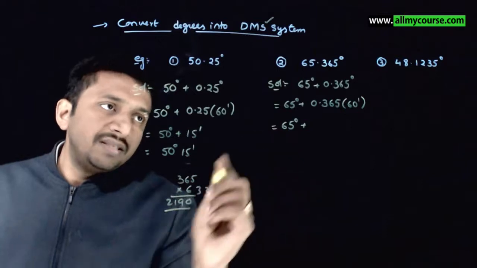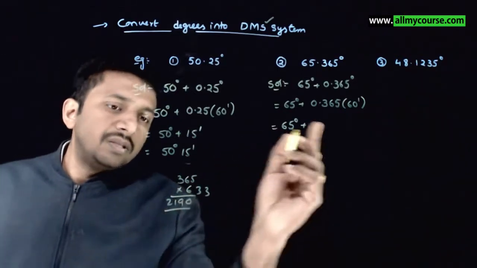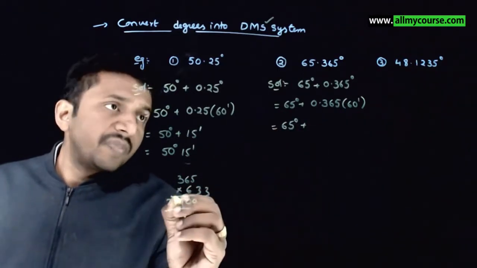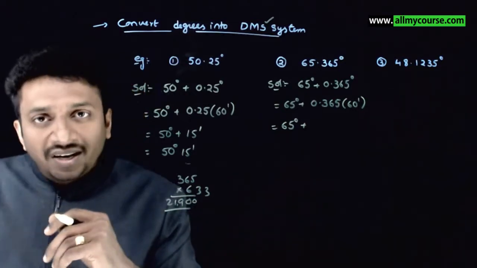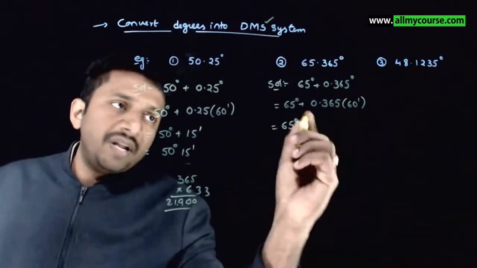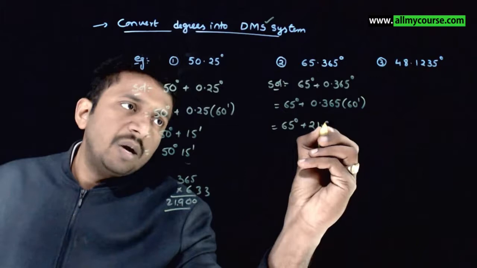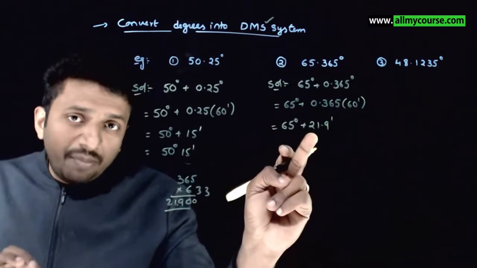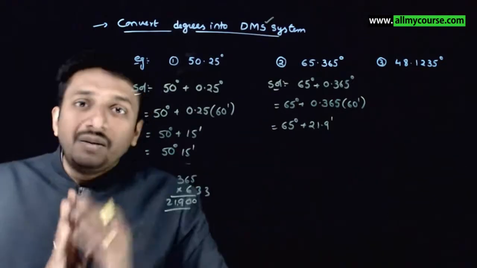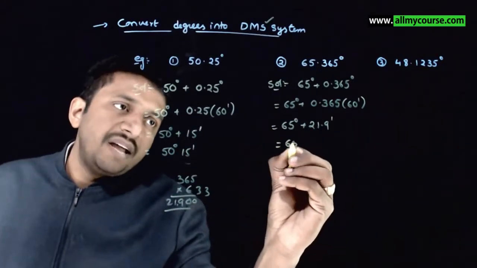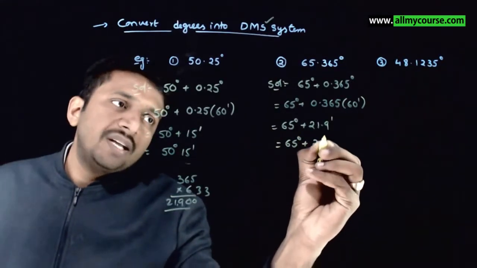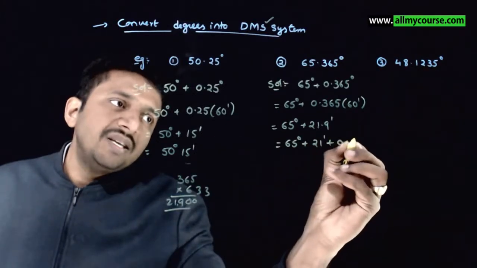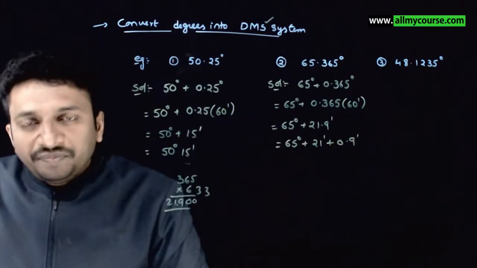So 2190 into 60 is this. So 21.9 minutes. If I multiply these two, I am getting 21.9 minutes. That means you have 21 complete minutes plus a fractional minute. That is equal to 65 degrees plus 21 complete minutes plus a 0.9th minute.